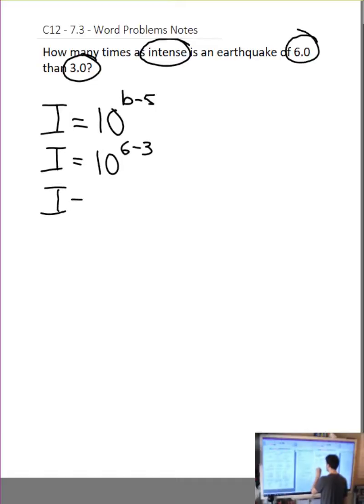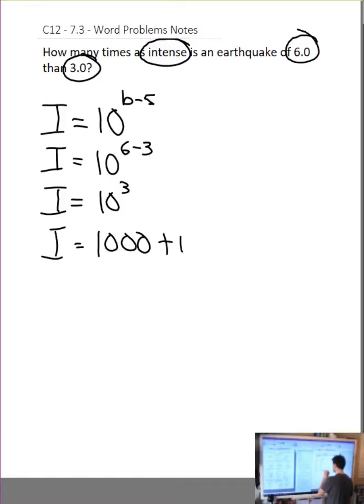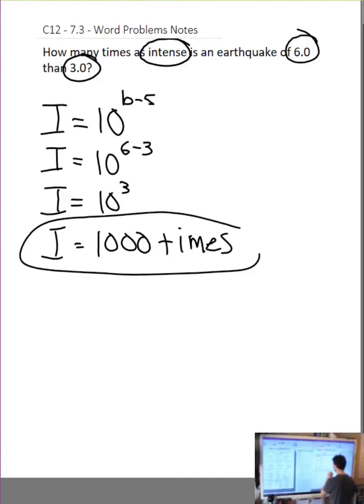Well, that's I equals 10 cubed, which the intensity is equal to 1,000 times as strong, as we predicted. If, for example, they gave you the intensity, we would substitute that in for I, and we might have to solve for one of the exponential variables, which we'll see later.